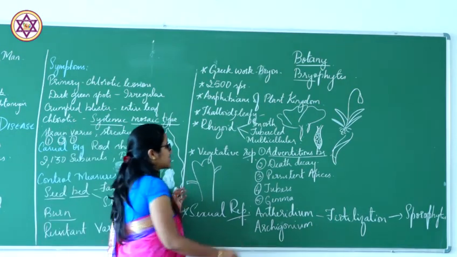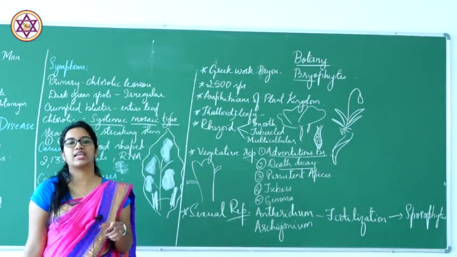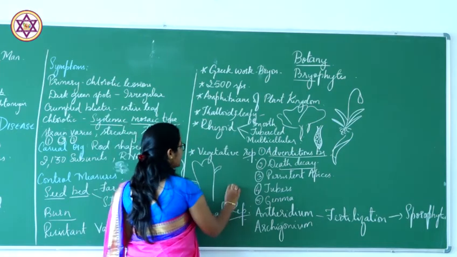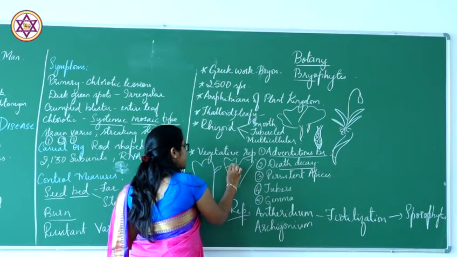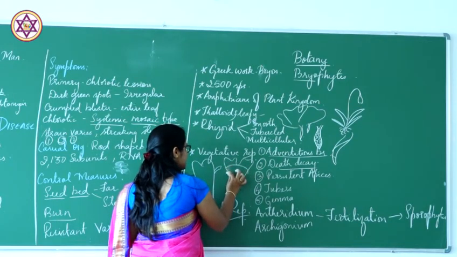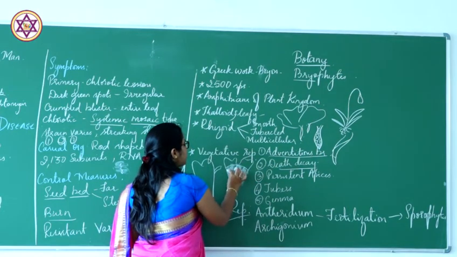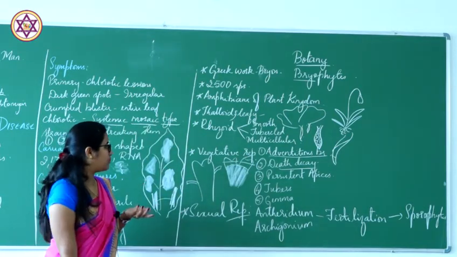The next one is death and decay. When the plant is getting older, that is the thalloid one which is getting older, the plant entirely dies and decays, but only the tip will survive. The tips which survive can grow into a new plant.